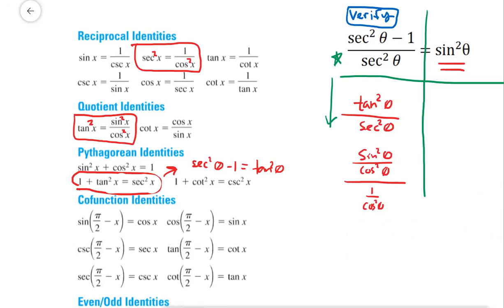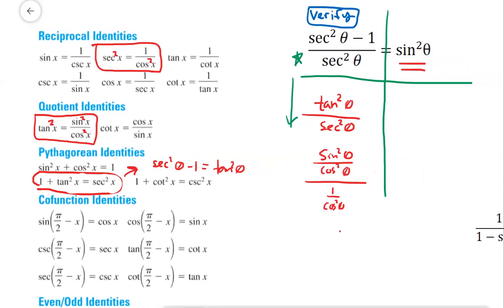Okay, what's going to happen now is, remember, division by a fraction is the same as multiplying by its reciprocal. So I take sine squared of theta over cosine squared of theta and multiply that by cosine squared of theta over 1. And what's going to happen, guys, is this is going to cancel with this, and you are left with sine squared of theta.